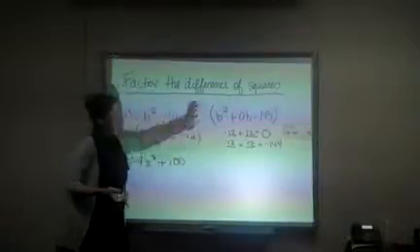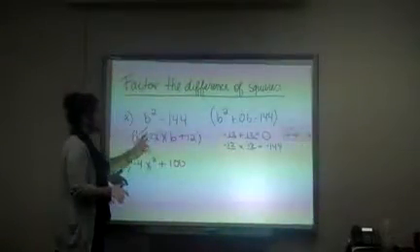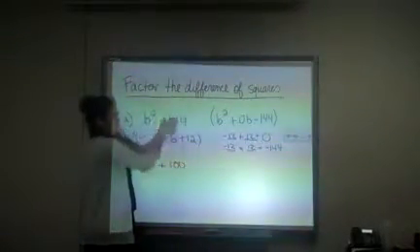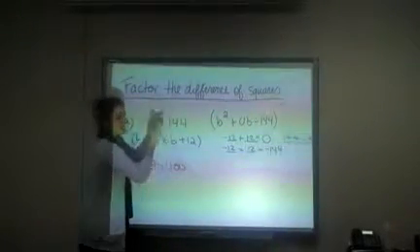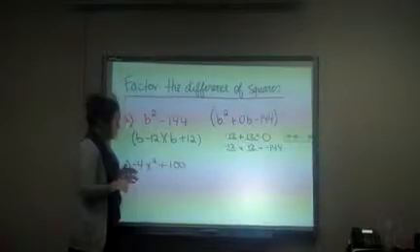A lot of the kids will not go through this process. They just remember that if you have the difference of squares, you just do the square root of 144, one's positive, one's negative, and they remember that, okay?